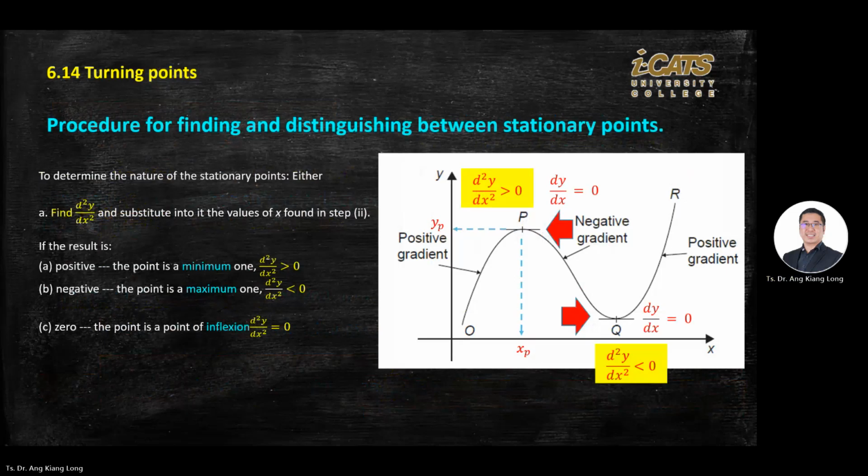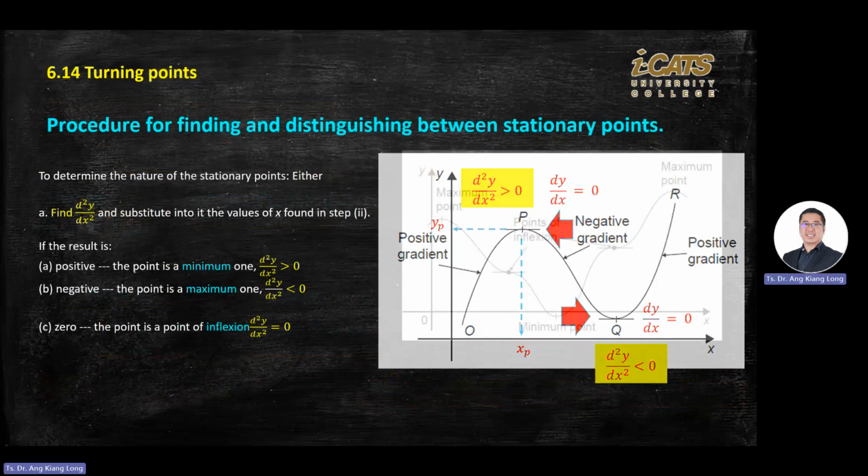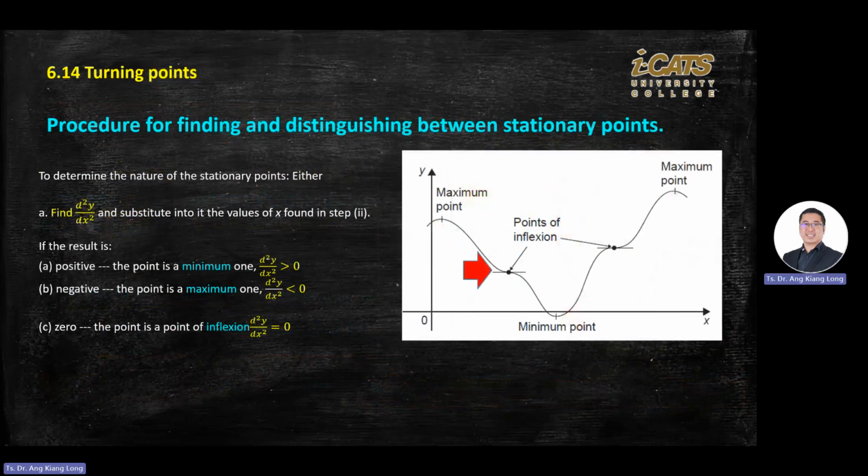Another part. Just to leak the question for you: Part A, you do up to here. You need to justify whether that point is positive or negative by this statement. So you find d²y/dx², you find the value, to determine whether that point is maximum or minimum. If it's 0, inflection.